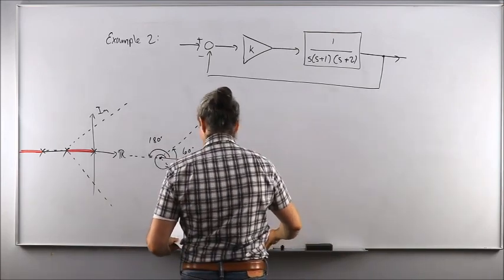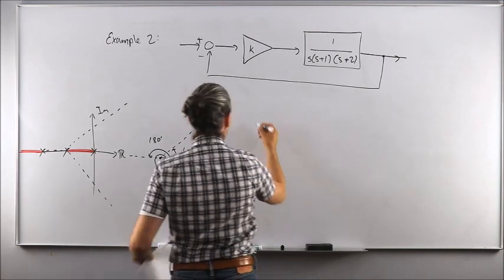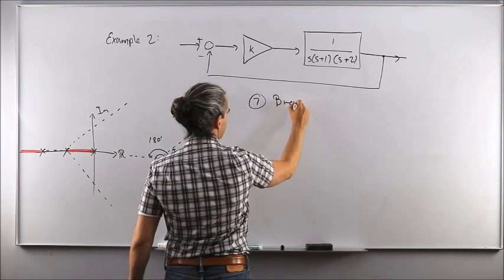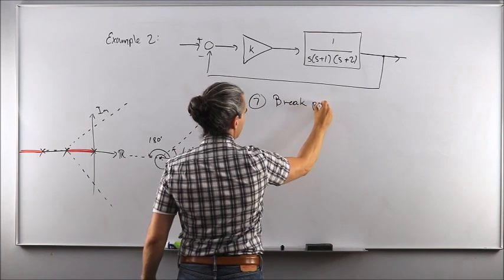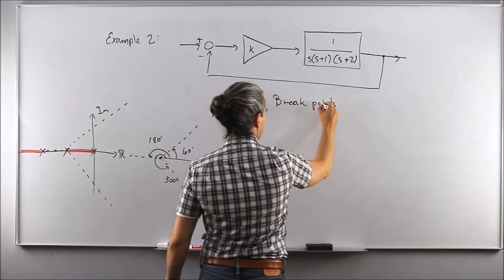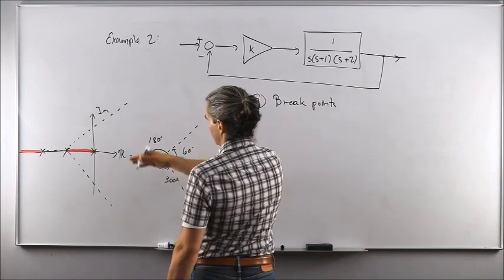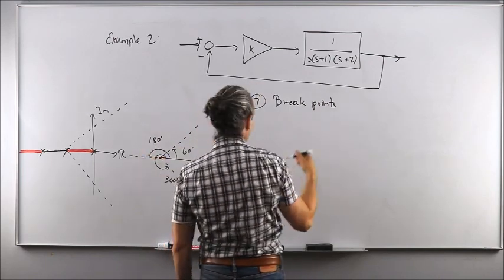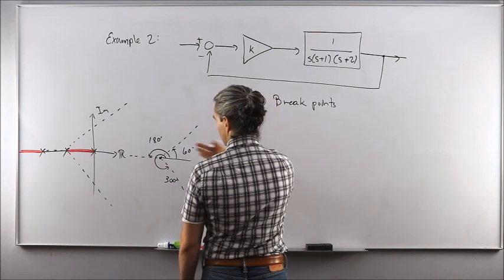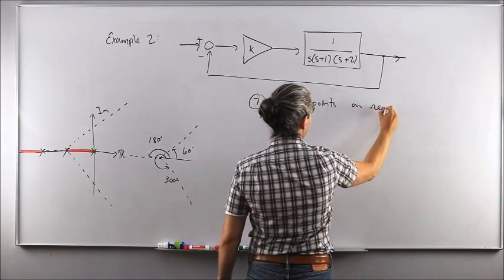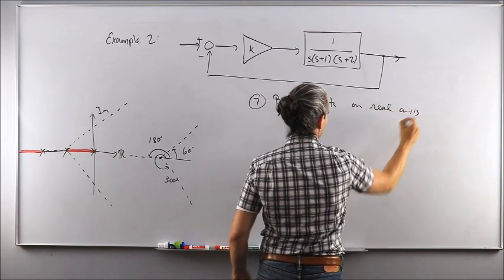Step 7. Step 7 is breakaway, break-in point. I'm just going to say break points. I can figure out later if they are breaking away or breaking in. But just from what you see, there are probably breakaway points because everything is already starting on the real axis.